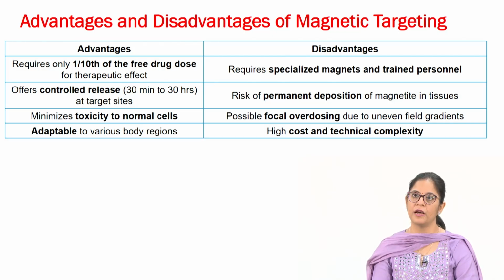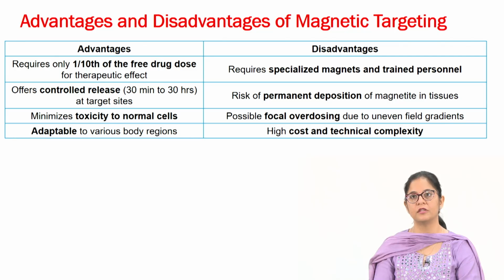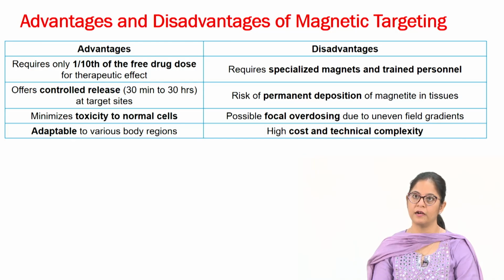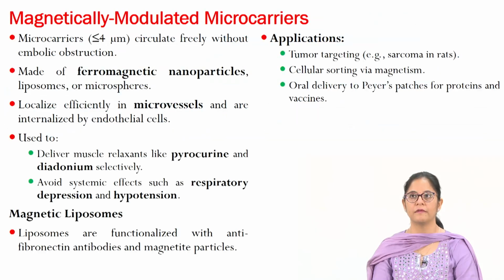However, this requires specialized magnets or trained professionals. There is a risk of permanent deposition of magnetite in the tissues. Possible focal overdosing due to uneven field gradients can occur. It involves high cost and technical complexity, which are the disadvantages of this specific delivery.